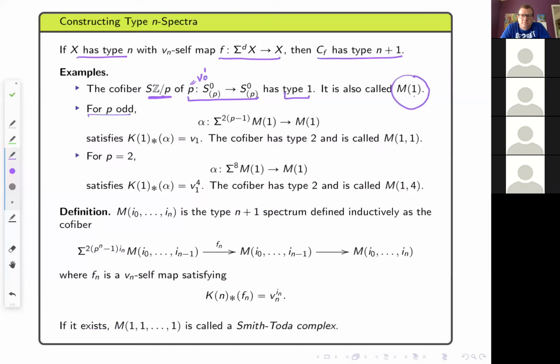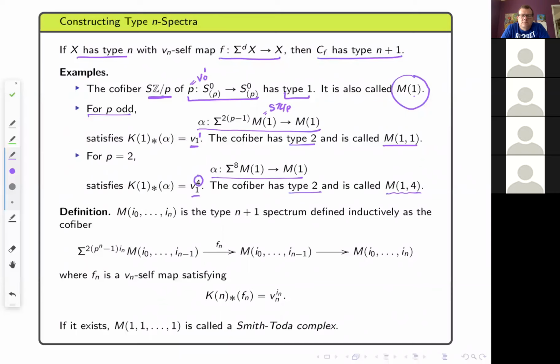So for p odd, we had our self-map, this was the Adams map. Here I wrote this was S mod p on the previous slide. And K(1) star is v1, so the cofiber has type 2, and we call it M(1,1), and it's because this is v1 to the 1. For p equal to 2, the Adams map again satisfied this. That was a v1 self-map, so the cofiber has type 2, and it's called M(1,4), and that's the 4.